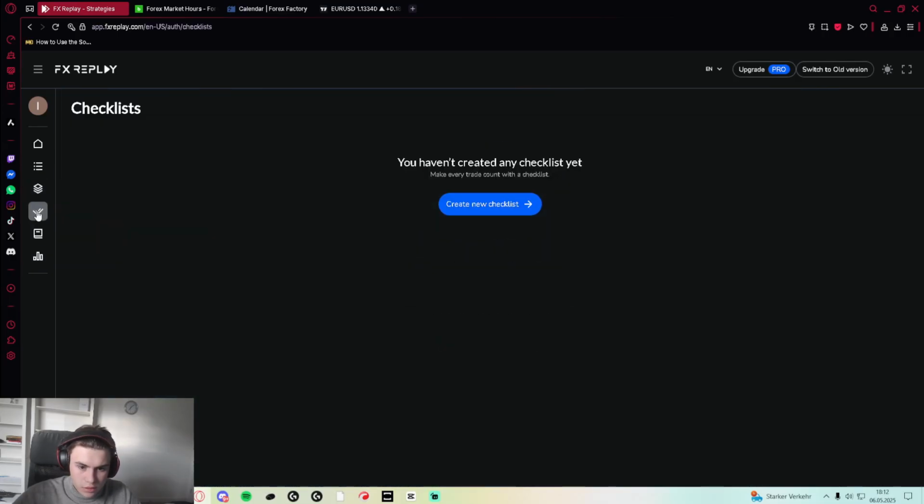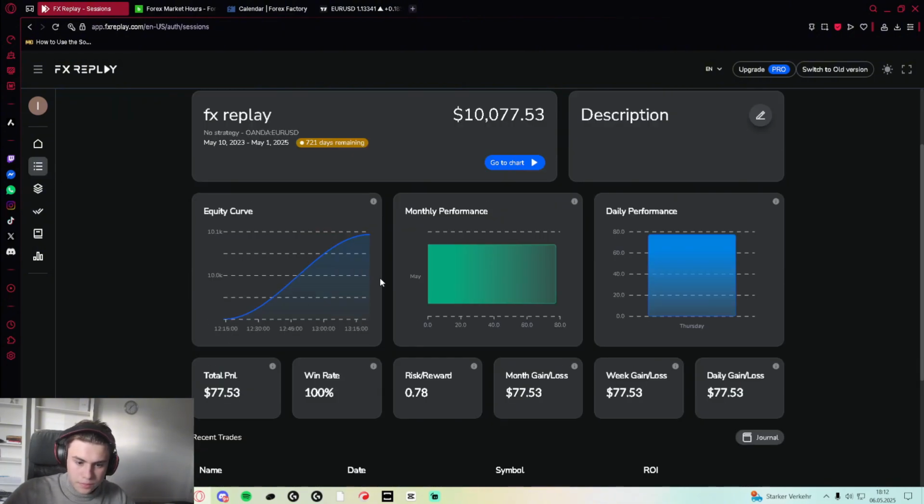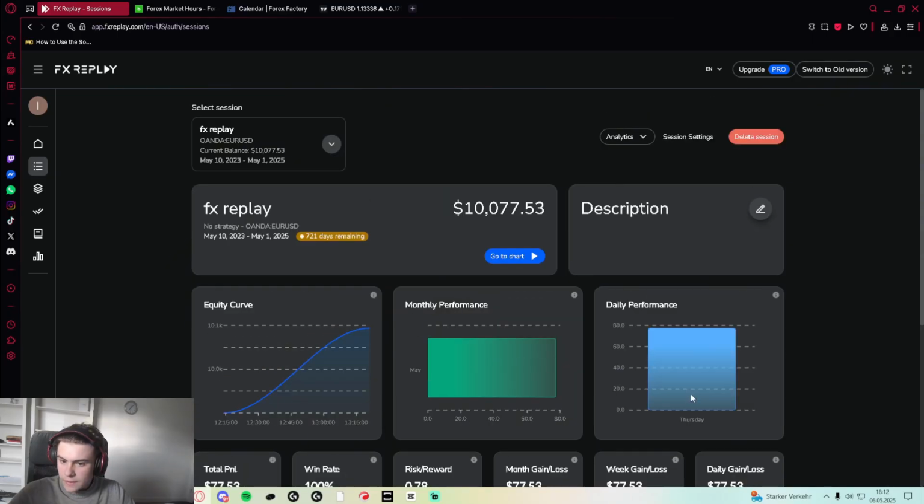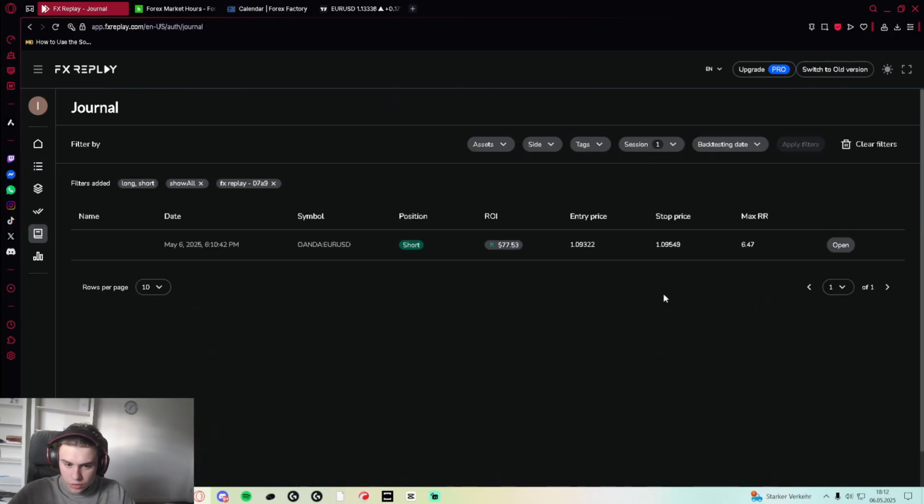Normally I use this. Where is it? Here, yes sir. Here we can also see how much we're making in the month, how much we're gaining or losing in the week, or how much we gain daily or lose daily. Here we can see the trades we just took. Yeah, we can go even on journal. Yeah, we see here the shorts.